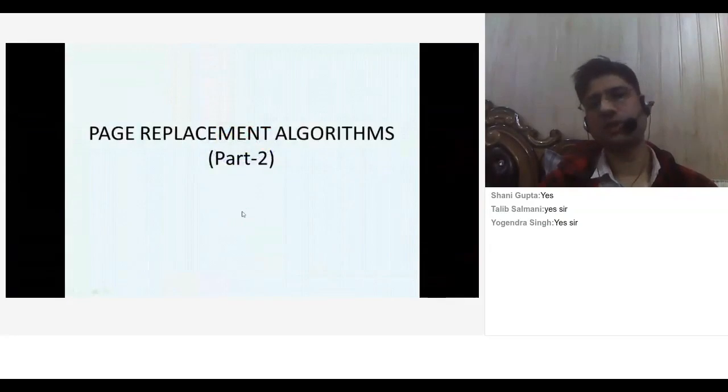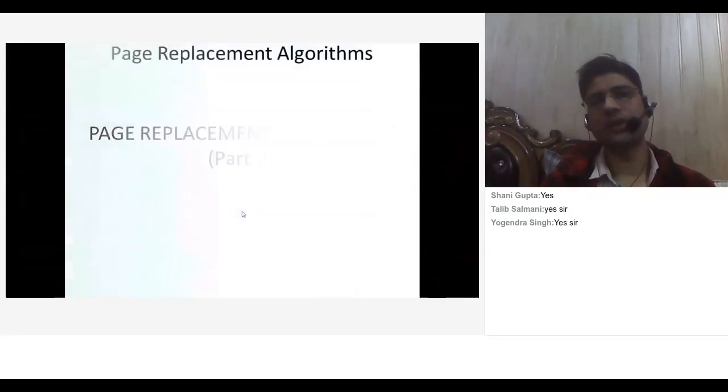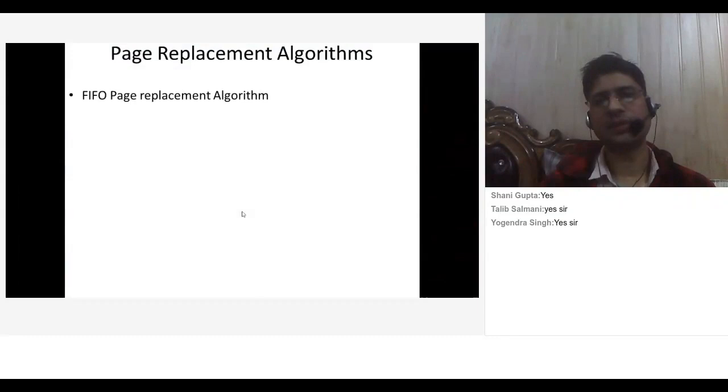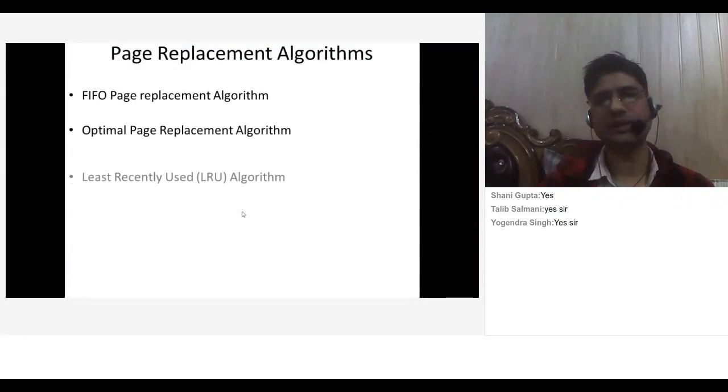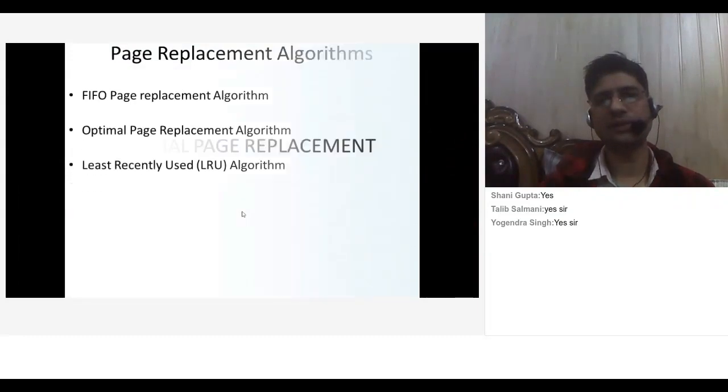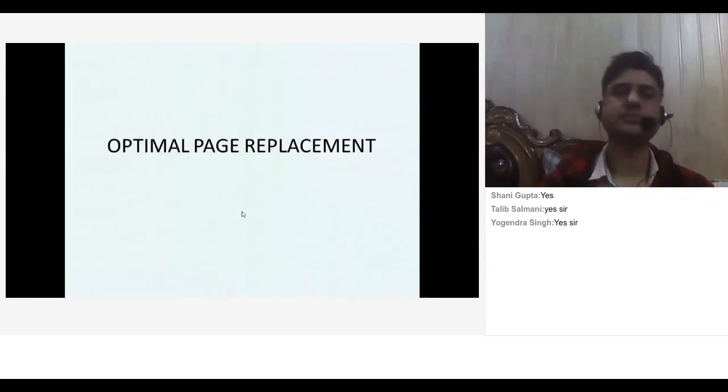Page replacement algorithm. Today is part 2. We are done with the FIFO page replacement algorithm. Today we will discuss the optimal and the least recently used algorithms. So the first one is optimal page replacement. What is the concept of optimal page replacement?